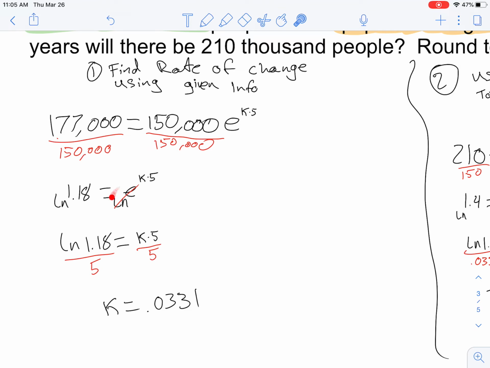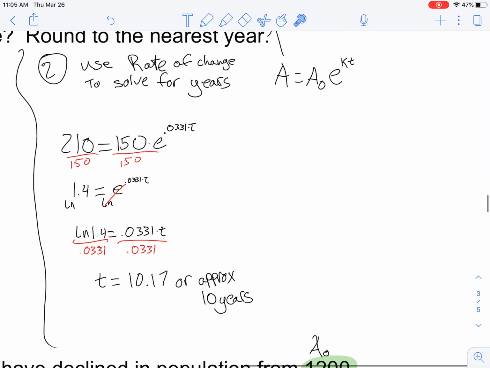Let's see. So I natural logged both sides. That canceled out my e and left me with natural log of 1.18 equals k times 5. And then I was able to divide 5 to both sides to get k by itself. And then when I calculated this in my calculator, it gave me 0.0331. So that's my rate of change. That's my k.